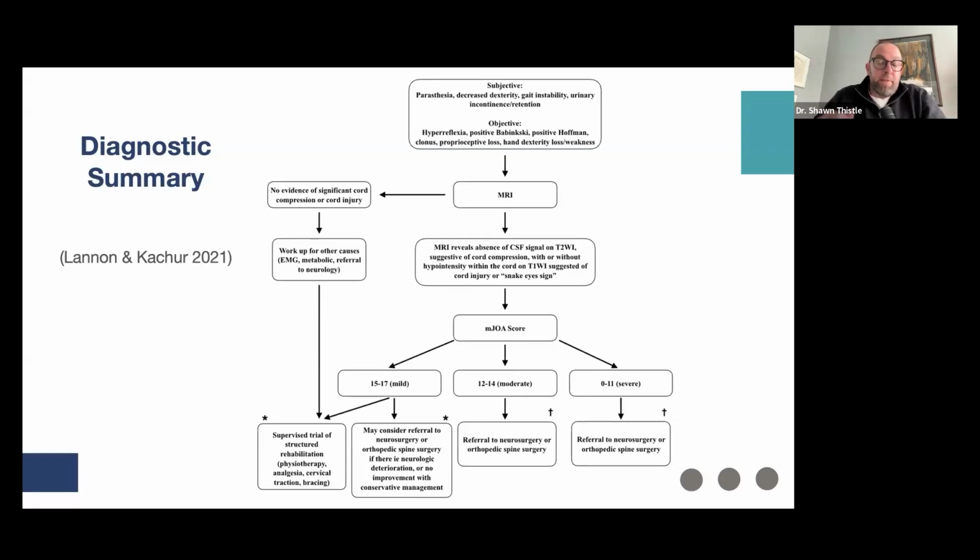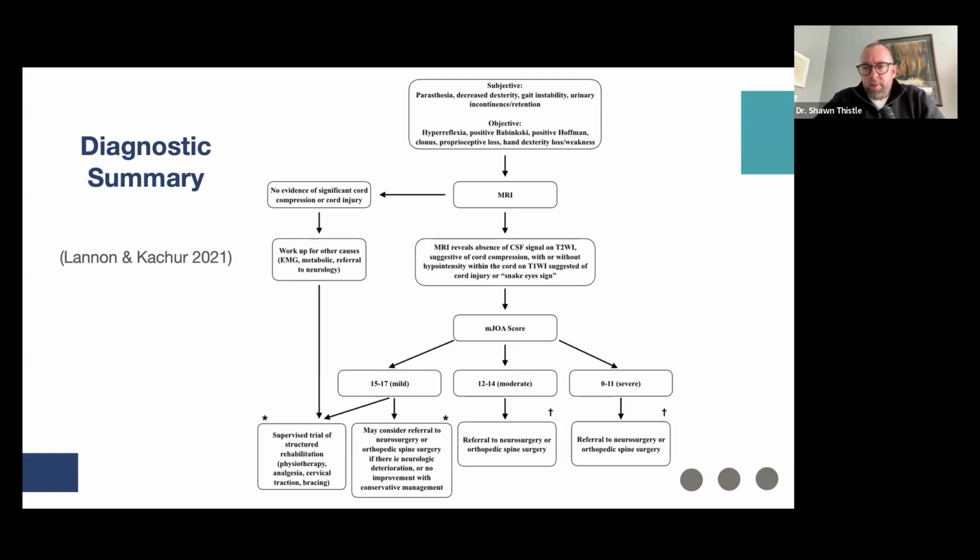If you get the MR and it's clear, and there's no evidence of significant spinal cord injury, you can work up for other causes as you see fit. Again, some of these things need ruling out, quite frankly, like MS and ALS and so on. And granting that that's been done, you can do a supervised trial of treatment. We'll talk more about treatment in a moment.